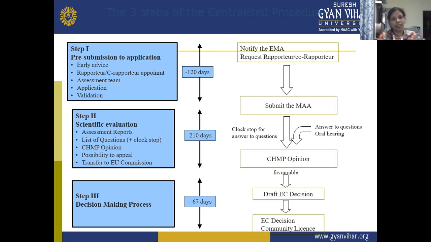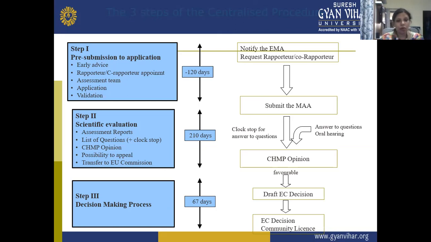Now the second step is there. The second step is scientific evaluation. Okay, so in the second step, the assessment report is there. The assessment team you made in the first step, you have to evaluate it in the second step, that is scientific evaluation. In this you have to see the assessment report, then make a list of questions plus clock stops related to the application or filing.